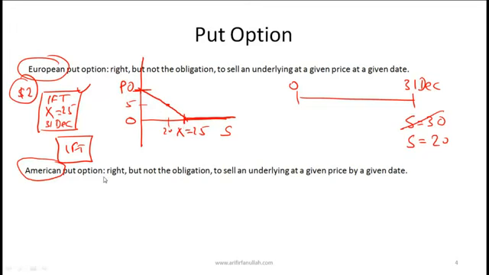An American option, again, as we've just discussed before, simply says that you have the right but not the obligation to sell the underlying asset by a given date. So if the exercise date is 31st December, then you can exercise this option on any day till 31st December.